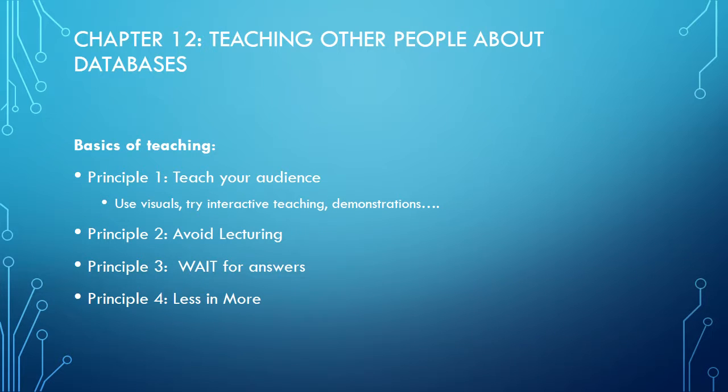The beginning of the chapter discusses the basics of teaching. So the first principle is to teach your audience. Use visuals, try interactive teaching. Principle 2, avoid lecturing. Avoid lecturing because people usually don't retain as much information as if one were to demonstrate or use interactive teaching.